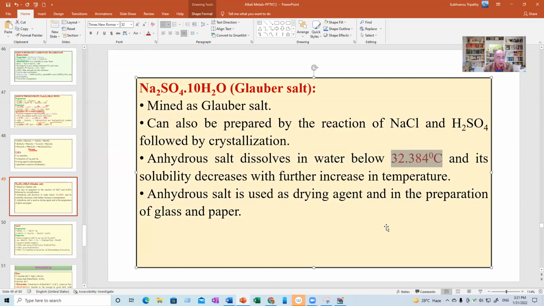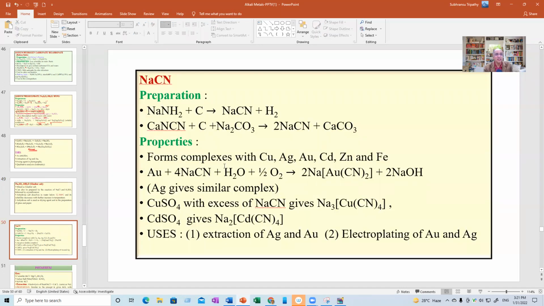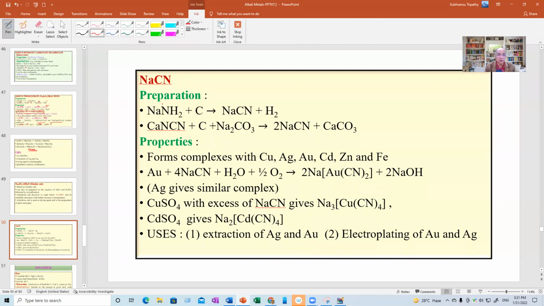The anhydrous salt is a drying agent and used in the preparation of glass and paper. This is sodium cyanide, the brother of potassium cyanide, the deadly poison. Sodium cyanide is equally poisonous, and can be prepared by heating sodamide, sodium amide, with coke. So here you find that the oxidation number changes from -3 to -2, and carbon from 0 to +2, and also hydrogen from +1 to 0.